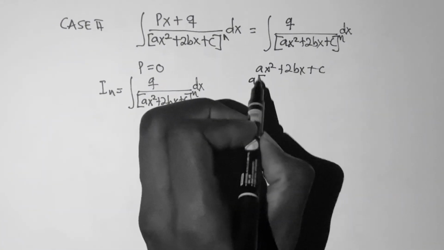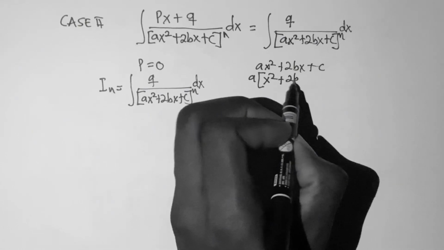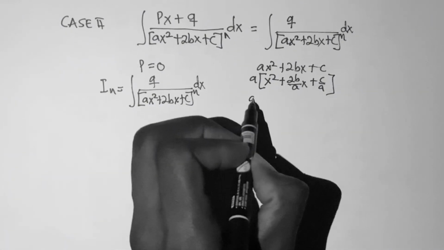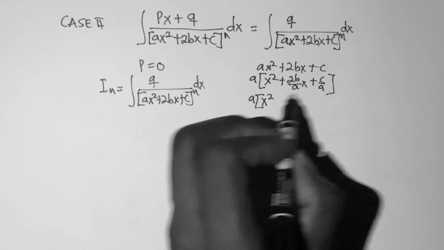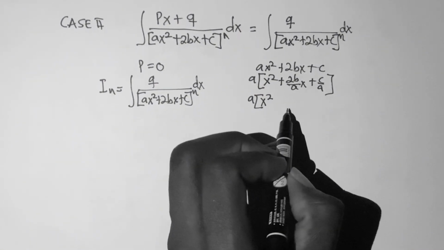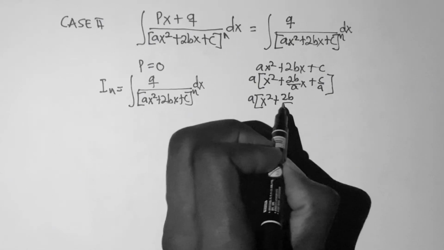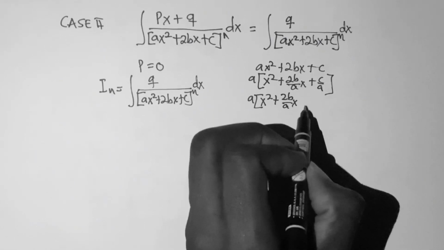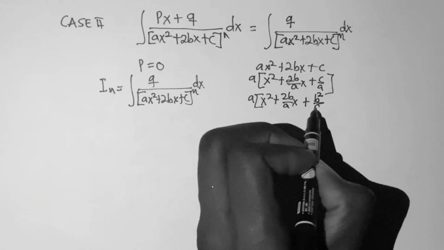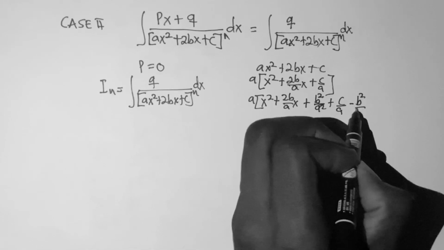First, we need to make the coefficient of x squared 1. So this becomes x squared plus 2b over a x plus c over a. Now, next we find half of the coefficient of x. Half of 2b over a is b over a. We square it, add and subtract. Squaring b over a, we get b squared over a squared, so we have plus c over a minus b squared over a squared.